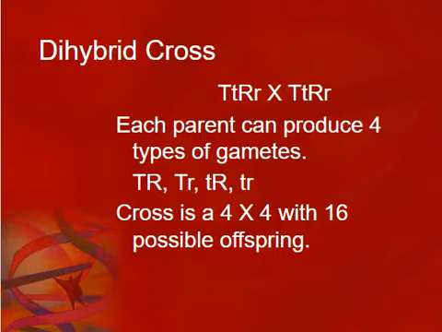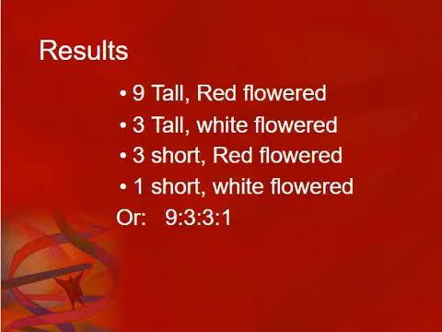So the cross is a 4x4 here with our two heterozygotes. Each parent can produce 4 gametes. If we do the cross, we end up with that. 9 tall and red, because that's dominant. 3 tall and white, dominant, recessive. 3 short red, recessive, dominant. 1 short white, recessive, recessive. So that's our 9-to-3-to-3-to-1 ratio.